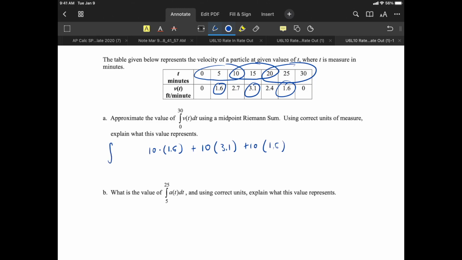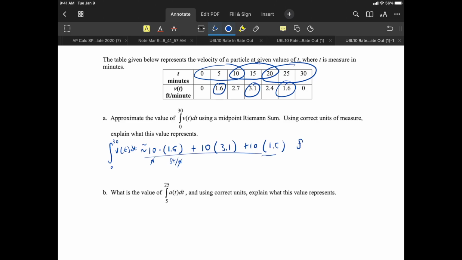And when you do this on the exam, you want to make sure you actually write out exactly what you're doing here. We are approximating this definite integral, so I write those little approx symbols. If you think about what you've got here, each one of these is like 10 minutes times 1.6 feet per minute. If I multiply these things out, the minutes will cancel, and so we'll just have feet. And whatever this answer is, remember on the AP exam, you can stop here.